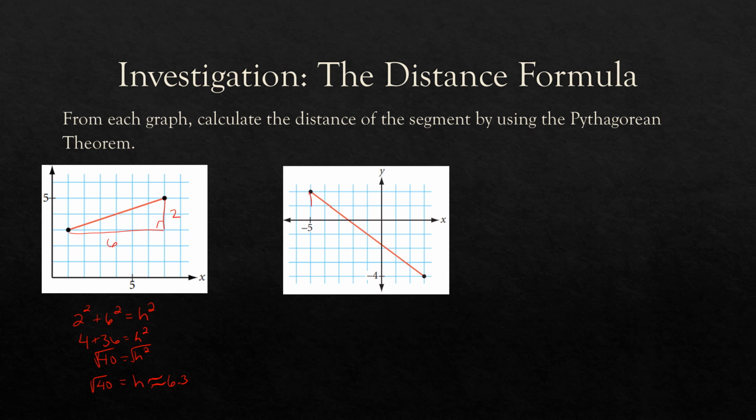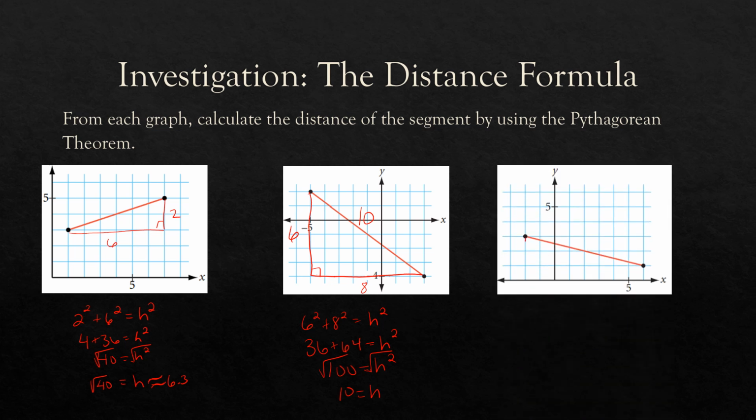Look at this next one. If I fill in my triangle, I have 6 and 1, 2, 3, 4, 5, 6, 7, 8. I have 6 squared plus 8 squared equals my hypotenuse squared. What is 36 plus 64? That's 100. I take the square root of 100, what do I get? H is equal to 10. Nice even number.